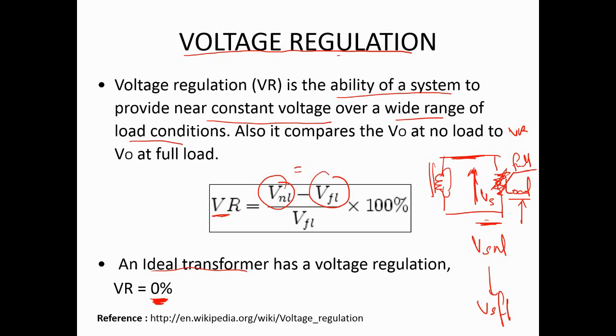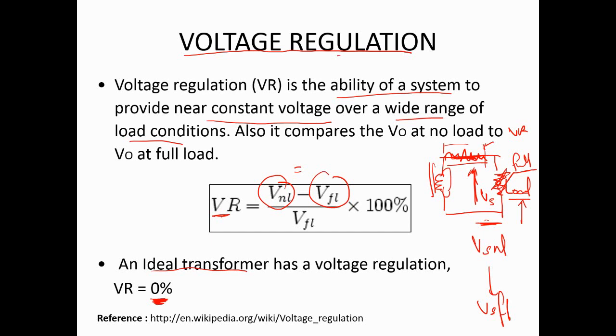But in reality, of course, the VR is not 0%. It's not an ideal transformer. We have a certain value of resistance here. We have a certain inductance here, representing the leakage, and in the secondary part alone, there will be a certain amount of current that is consumed by the losses, by the copper losses.